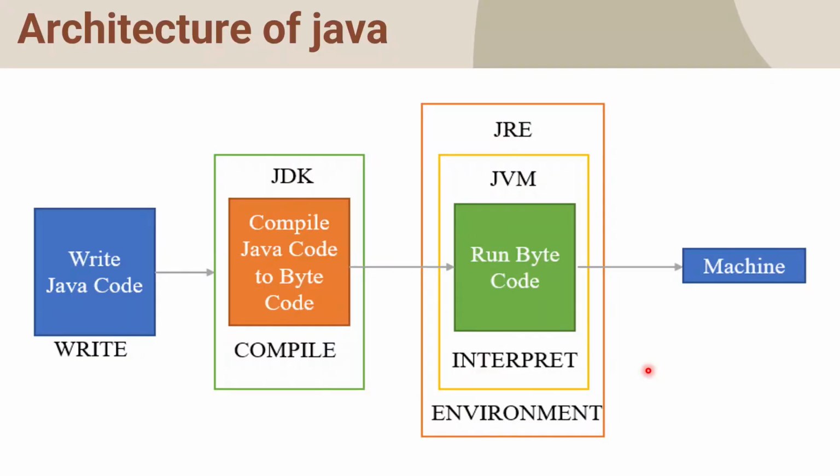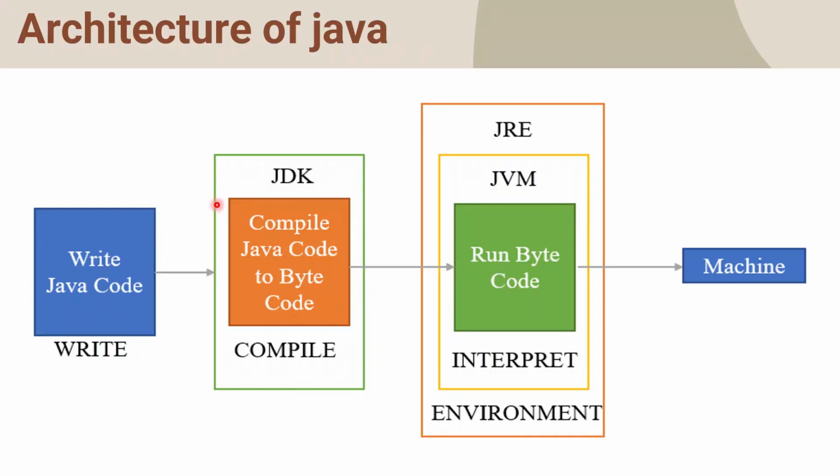Coming to the next point, it is the architecture of Java. So what is the architecture of Java? Architecture is how Java is designed: how you are going to write the program, how it is compiled, and how it is run. So that is what Java architecture is. Here I have already displayed the image. So let us see what this image shows.